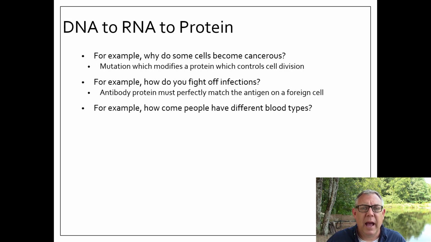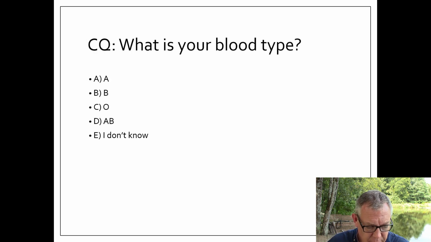An example we want to talk about now in a little bit more detail: why do different people have different blood types? You're familiar with blood type. Well, let's talk about what blood type is and how it is caused, and this will help again illustrate the importance of protein and its relationship to DNA. So, what's your blood type?